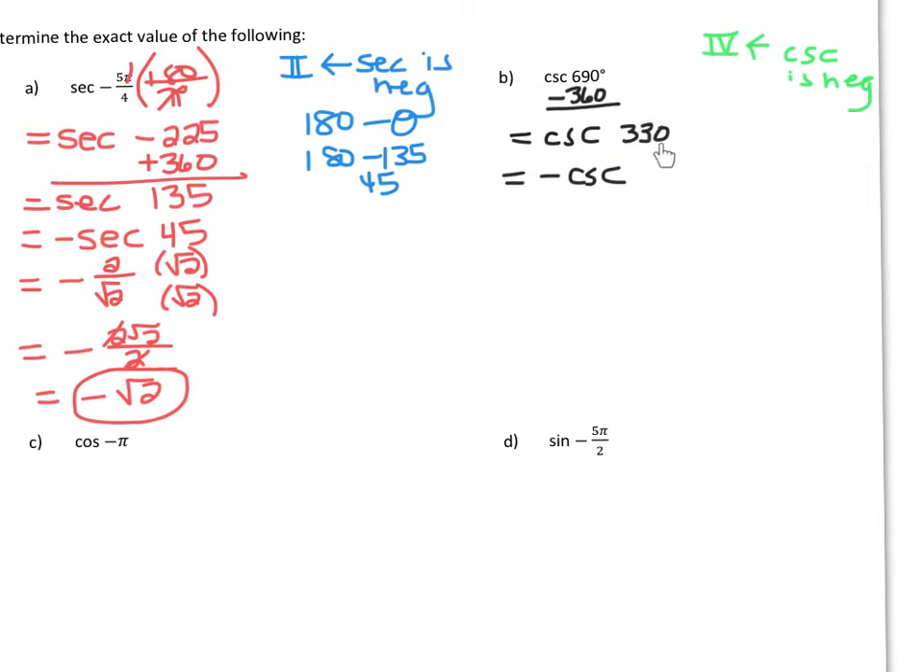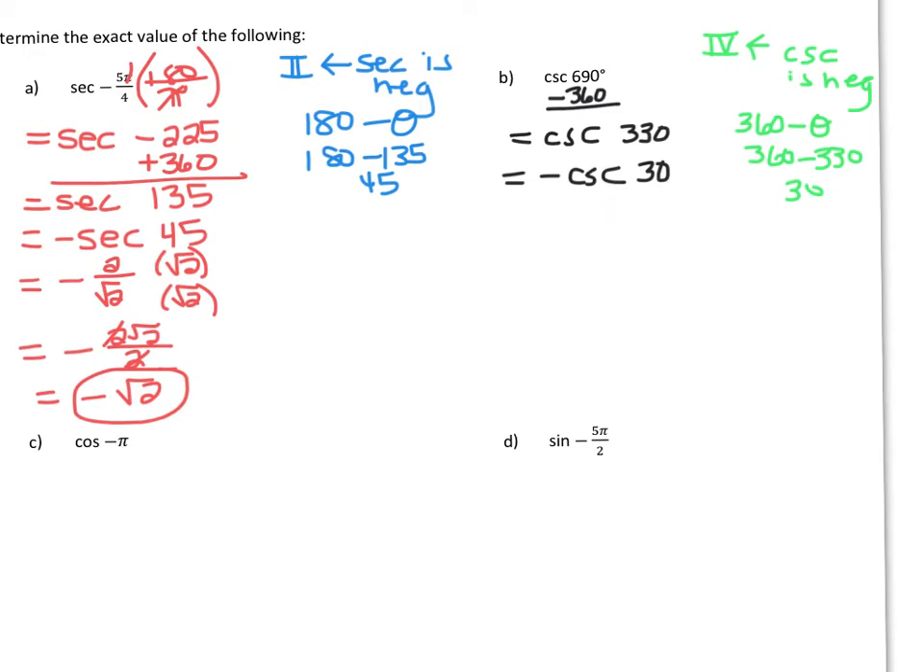fourth quadrant reference angle corresponds with an angle of 330 degrees. Well, the reference angle rule in the fourth quadrant is 360 minus theta. So if I do 360 minus 330, that gives us 30. So now I'm going to come back over here, and instead of 330, I'm going to write its reference angle. Okay, so all said and done, we have negative cosecant of 30.